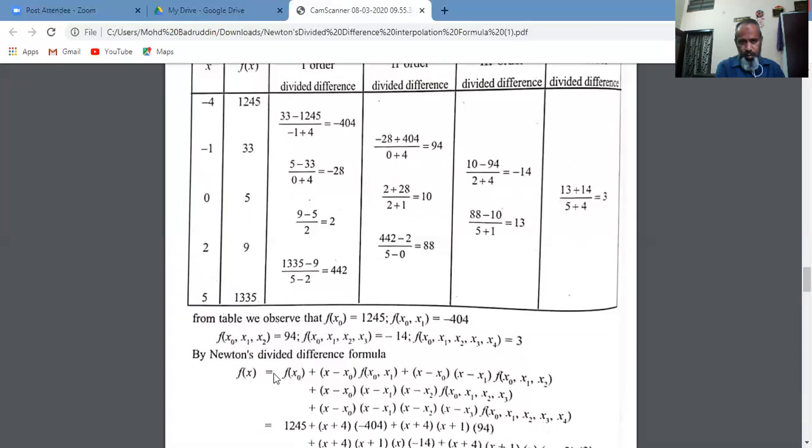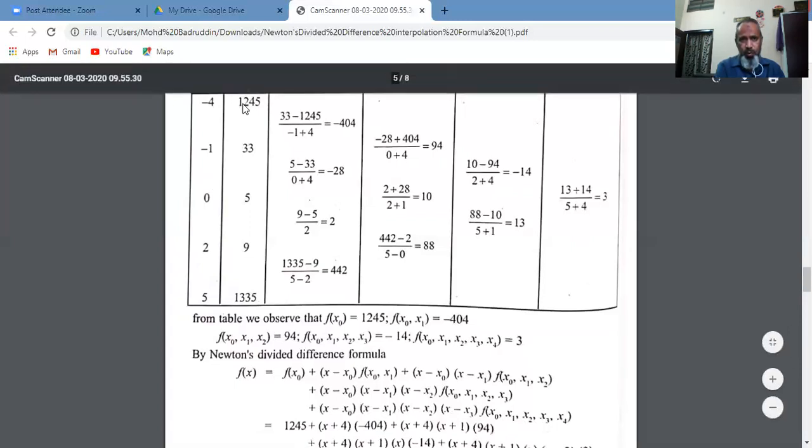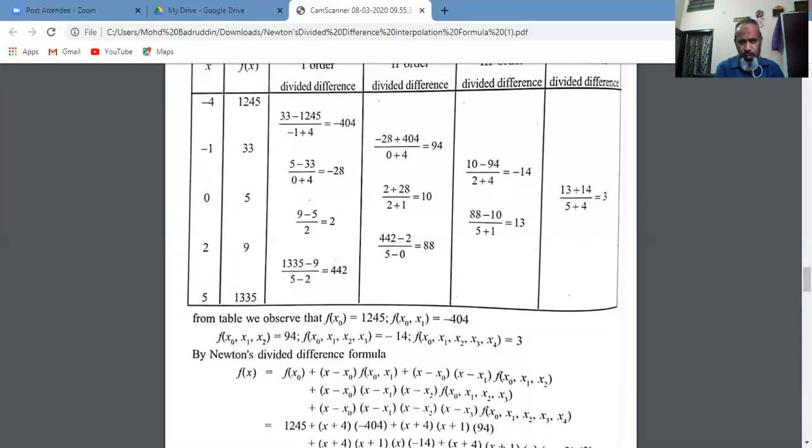Now, what is f of x naught? Its value is 1245, so we are writing here 1245. x minus x naught, what is x naught? x naught is minus 4. So x minus x naught, x minus minus 4, that is x plus 4, into the first divided difference, whose value is minus 404. So we are writing this value as minus 404, plus x minus x naught, x plus 4, x minus x1, x1 is also minus 1, it becomes plus 1, into the second divided difference.